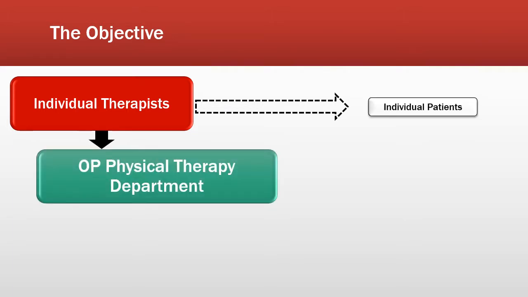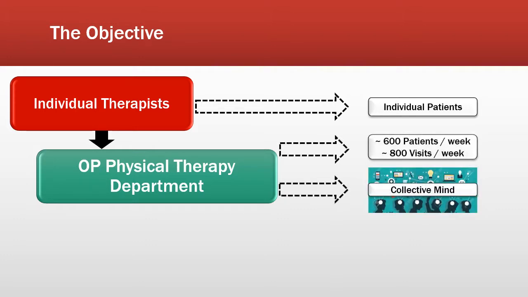Additionally, on a department level, I hope that this has implications on not only the 600 patients that we see per week, but the 800 encounters in which we see these patients. Moreover, I hope that this helps to embody more of a collective mind and knowledge base of blood flow restriction training, which have future implications on conversations and other potential interventions that take place within our department.